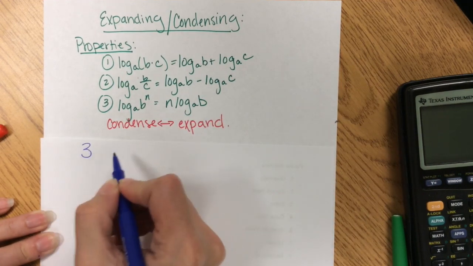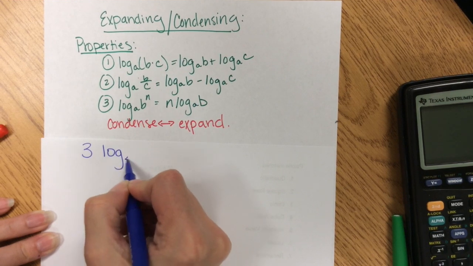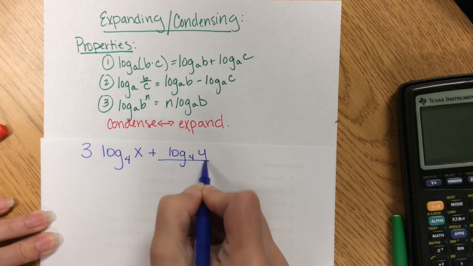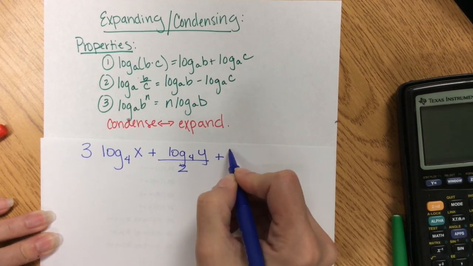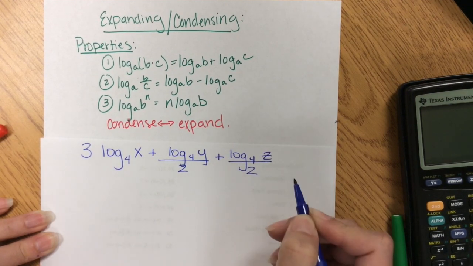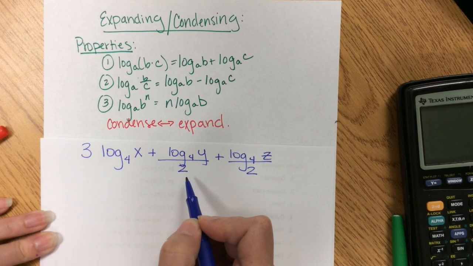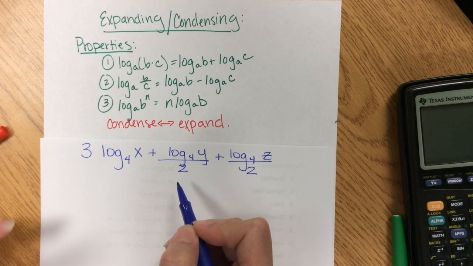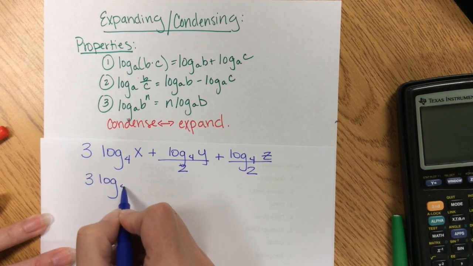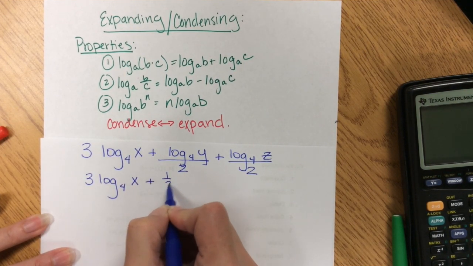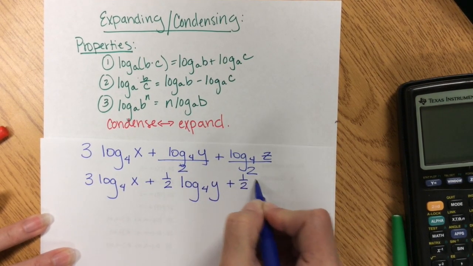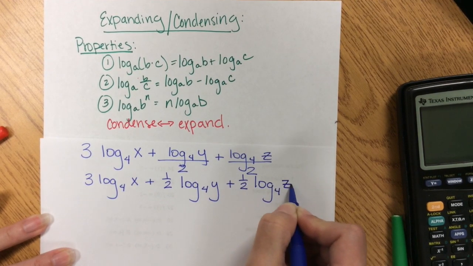All right, so let's start off with an example. 3 times the log base 4 of x plus log base 4 of y over 2 plus log base 4 of z over 2. Okay, remember what dividing by 2 is the same thing as. Before you start, let's get rid of that division because it's going to make things difficult. So I'm just going to rewrite this as 3 log base 4 of x plus 1/2 times log base 4 of y plus 1/2 times log base 4 of z.